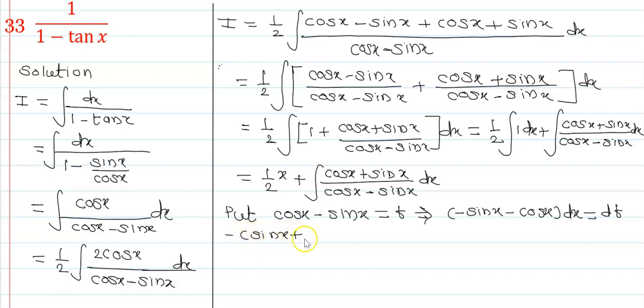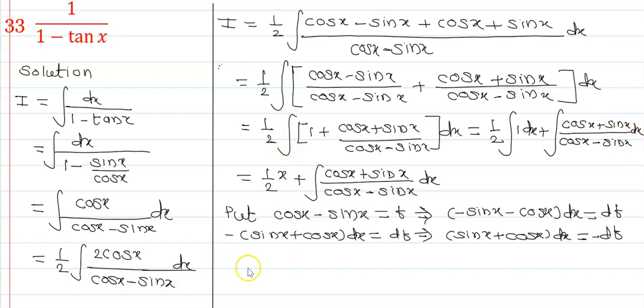(sin x plus cos x) into dx is equal to dt, and this implies that (sin x plus cos x) into dx is equal to minus dt. That means the value of (cos x plus sin x) into dx is minus dt.